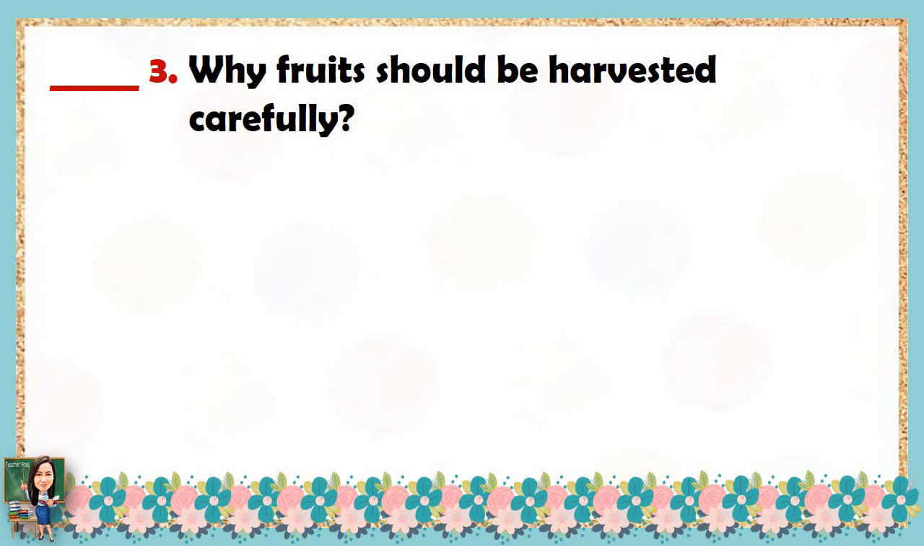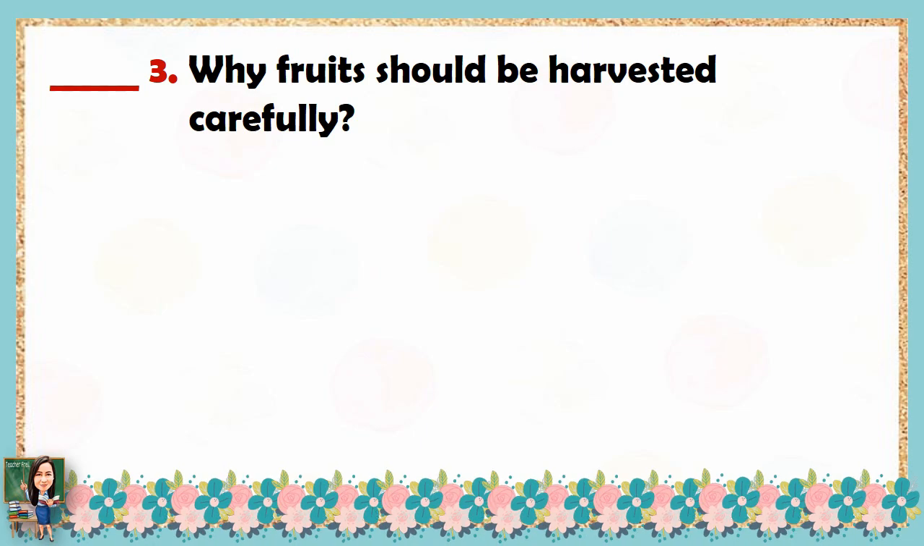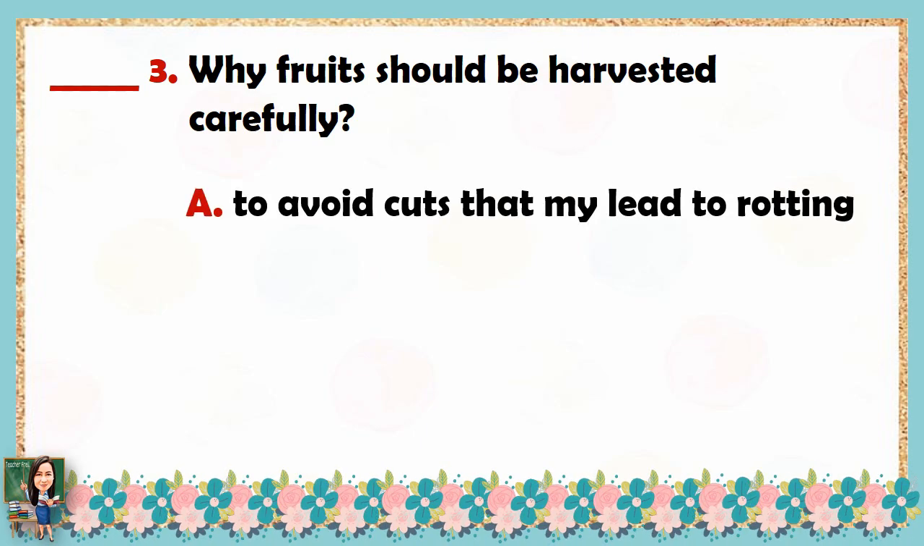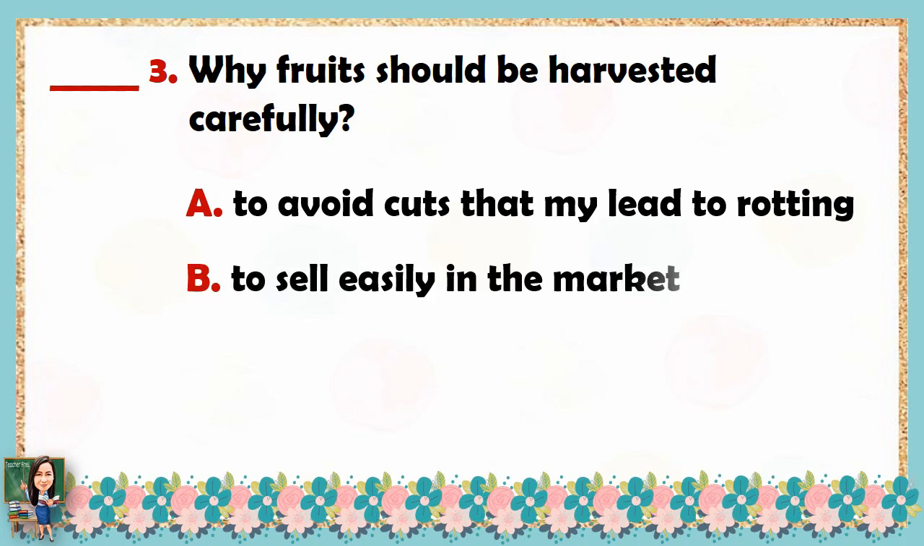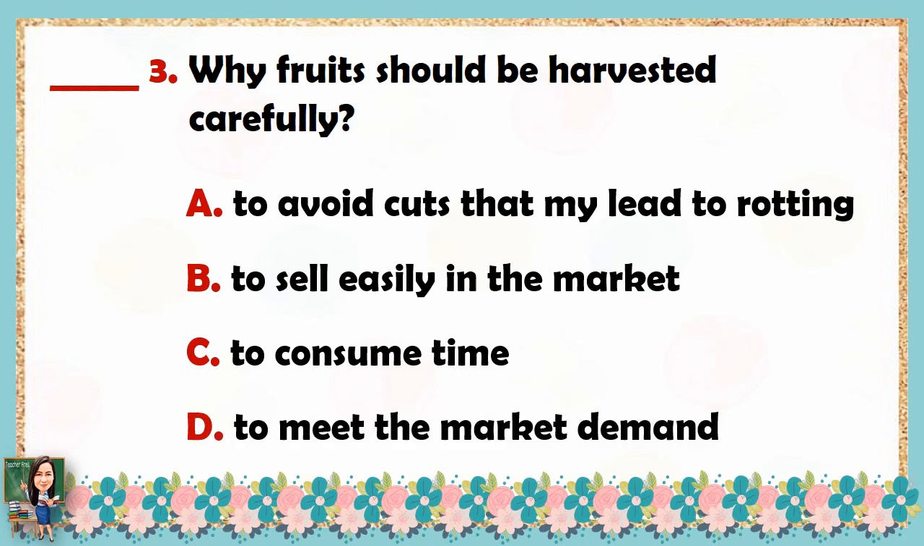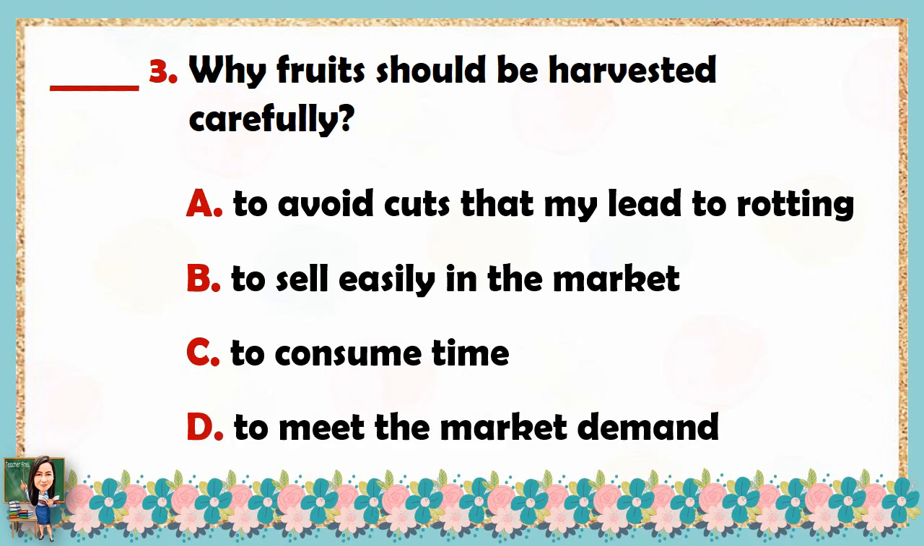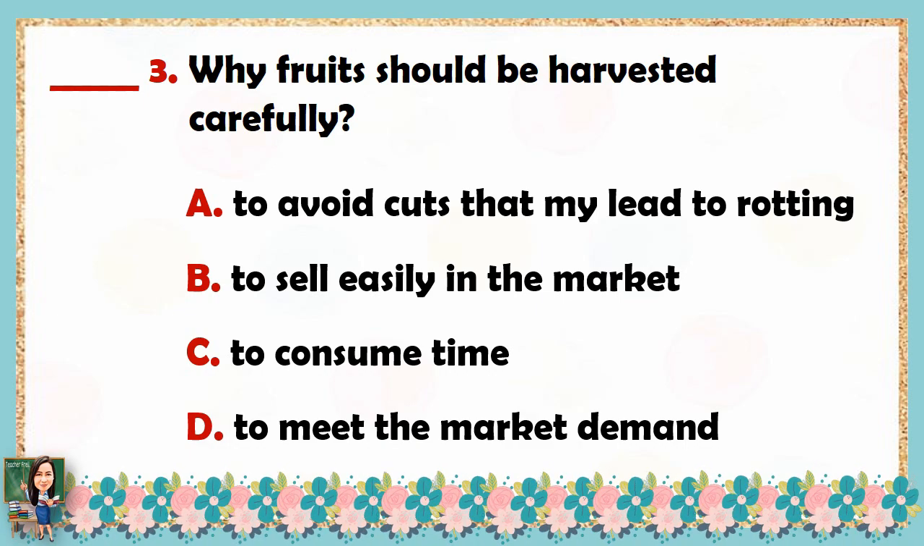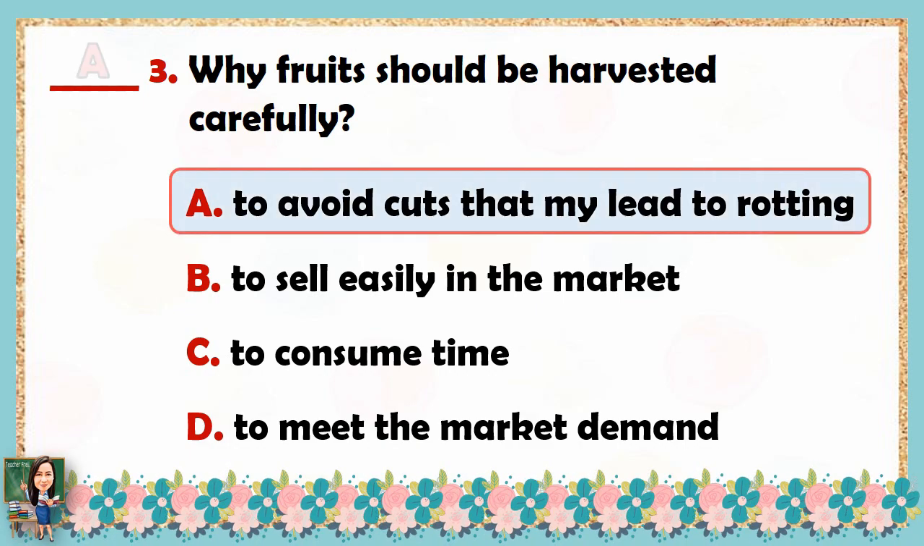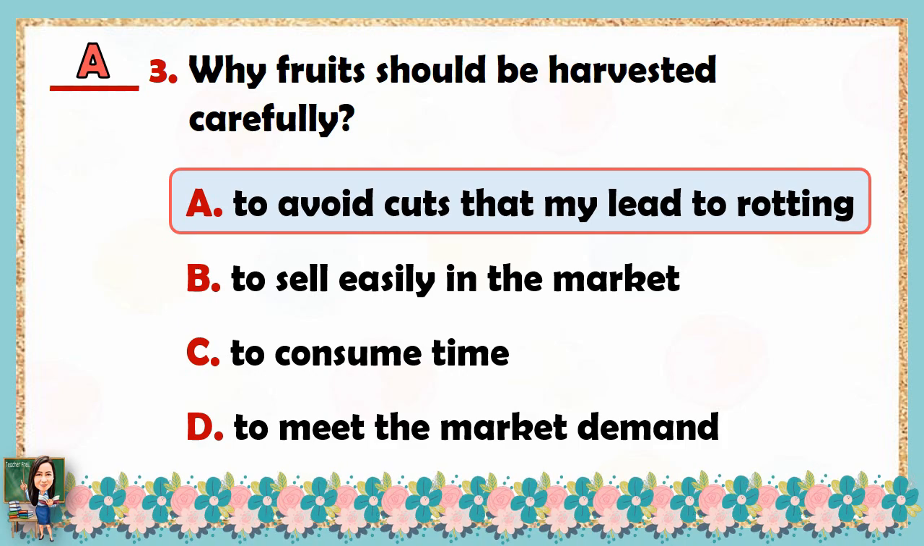Number 3. Why fruits should be harvested carefully? A. To avoid cuts that may lead to rotting. B. To sell easily in the market. C. To consume time. And D. To meet the market demand. What is the correct answer? Very good. The correct answer is letter A. To avoid cuts that may lead to rotting.